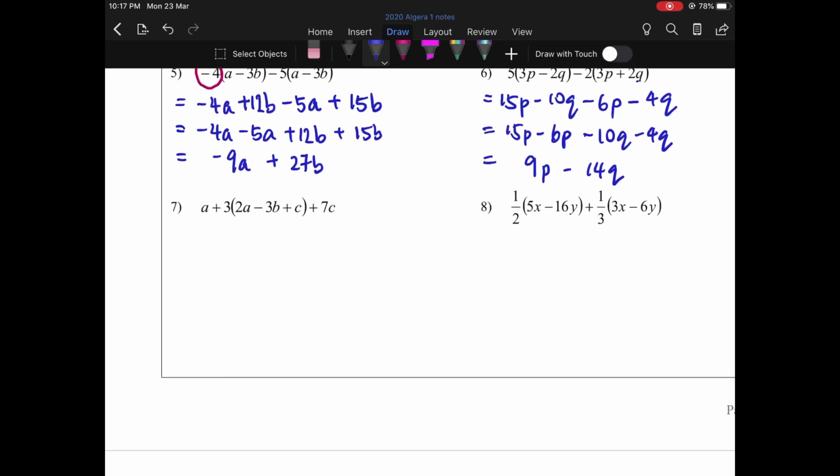Question 7. Now, for question 7, you only distribute the 3 into the terms in the bracket, not the a term, because there's no bracket for that. So it remains, and then you distribute 3 inside. Okay, evaluate it. And minus 9b plus 10c.